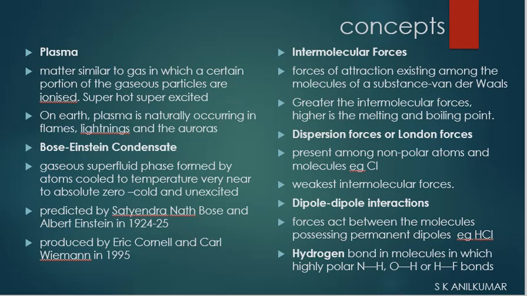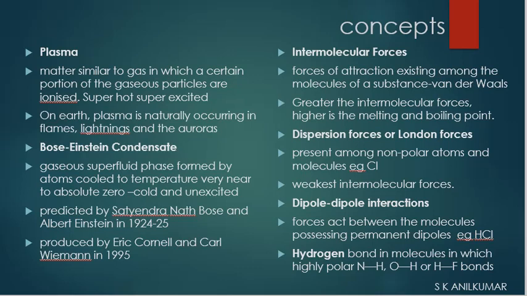Why? Normally, an atom is neutral because of the number of electrons and the number of protons. The number of negative charges and the number of positive charges are the same, and so it is balanced. So the atom is neutral, but electrons are negative, protons are positive. So when an electron is lost, it becomes positively charged. When an electron is gained, it becomes negatively charged. These are ions. So ionized gas particles, when it is super hot and super excited, it is called plasma.